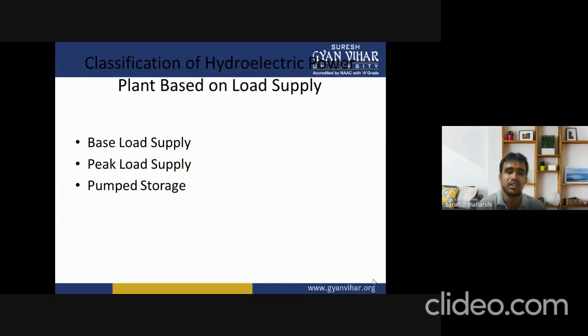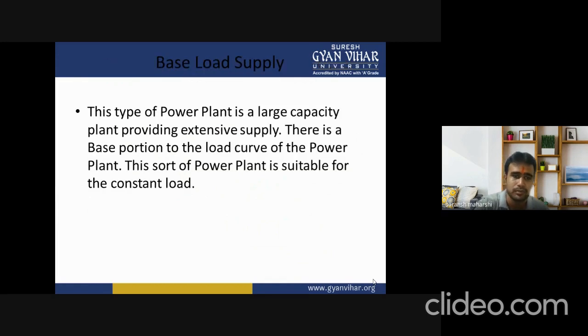Now we will consider the classification of hydroelectric power plants based on the load supply. Here we will consider three types: the first is base load supply, the second is peak load supply, and the third is pump storage. First of all, we will discuss the base load supply.